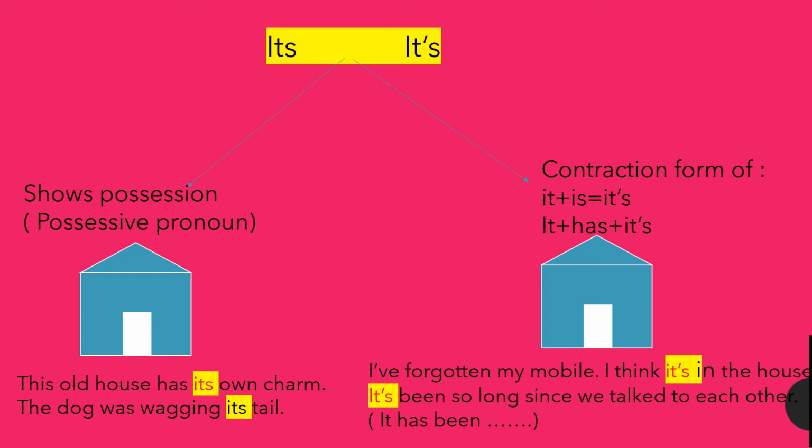Second one, it's been so long since we last talked to each other. Check, it has been. Right? So always check whether I should use an apostrophe. Am I contracting some words? And then of course you will never make a mistake. Okay.